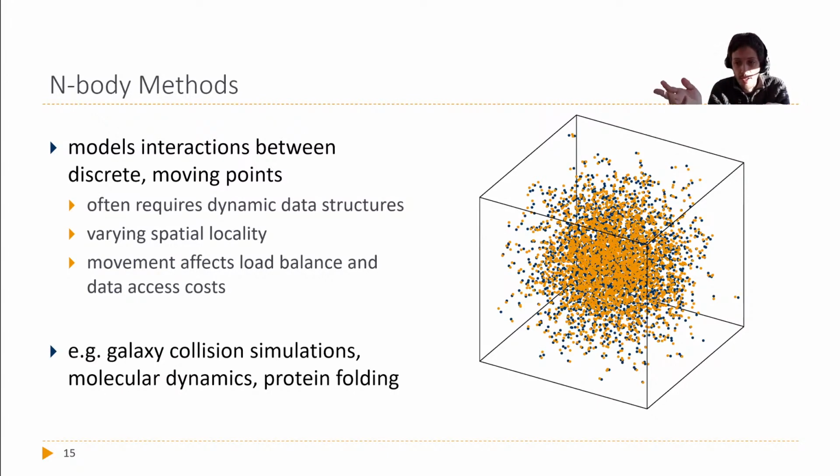The spatial locality can vary because you have areas with lots of particles or fewer particles, and all of this affects load balance. You need to be able to move data, and this induces some data access cost, because if you implement n-body with message passing, for example, you actually need to send particles over the network, and this of course is expensive. And these kinds of applications are used for galaxy collision simulations, for example, for molecular dynamics, where we try to see how molecules in a solution are behaving, or for protein folding, for example.